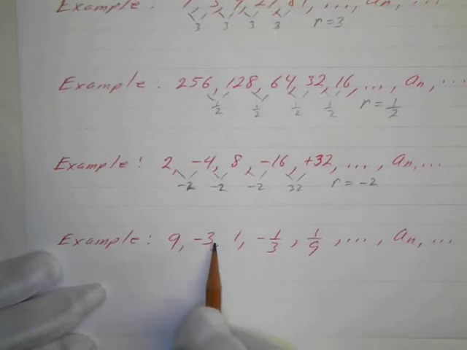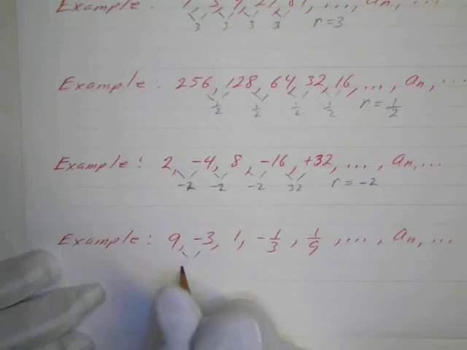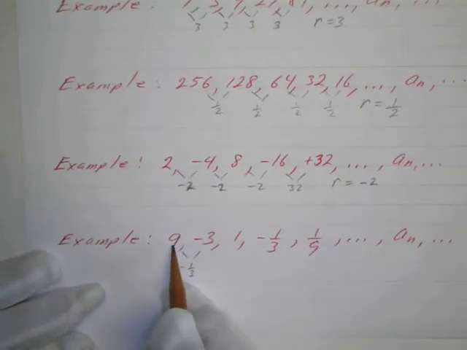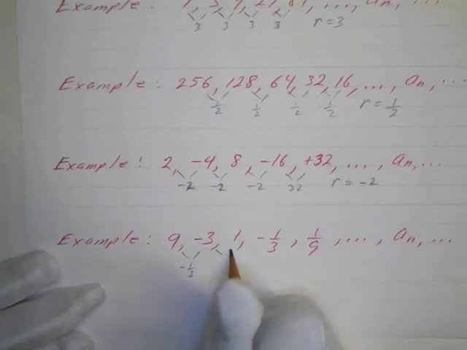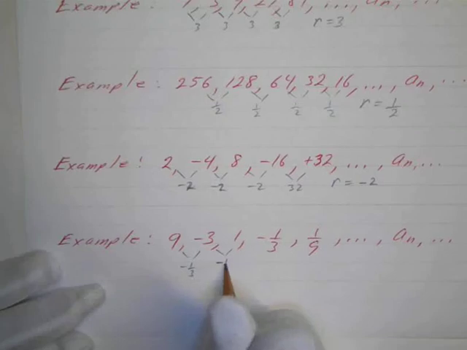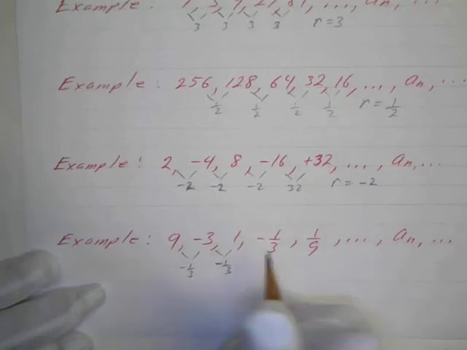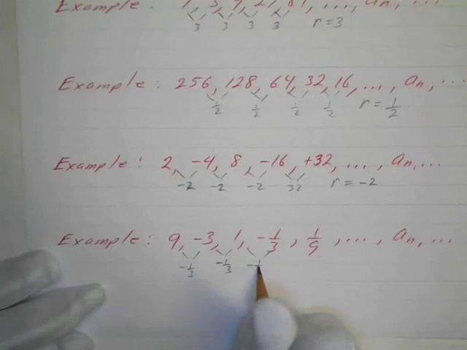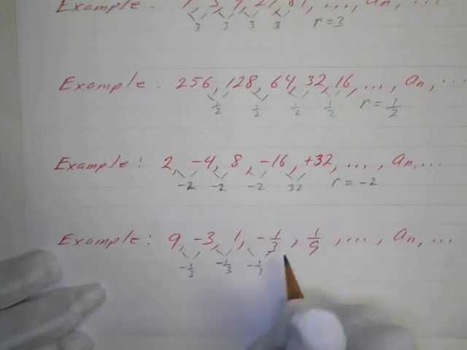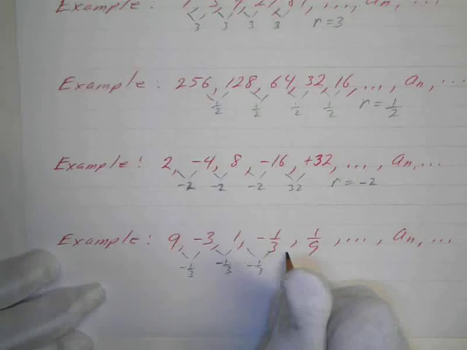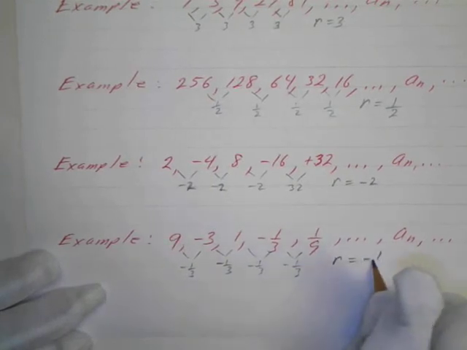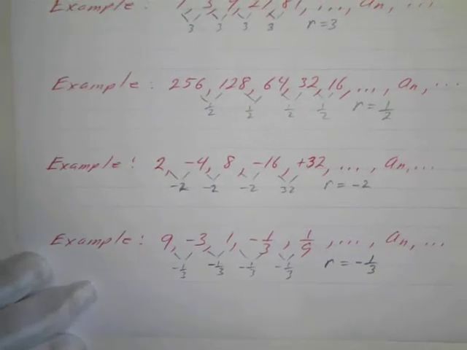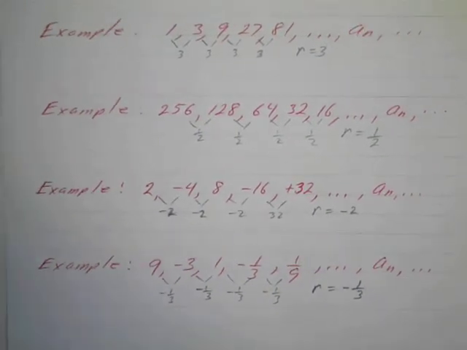I have to make 9 smaller, so I multiply by a fraction, so maybe 1/3 of 9, but it's going to change the sign, so let's say -1/3. Now -1/3 times 9 is -3. If I multiply -1/3 times -3, a negative times a negative is positive, and 1/3 of 3 is 1, so that's going to work. And then -1/3 times 1 is -1/3. And a negative times a negative is positive, and then 1/3 times 1/3 is 1/9, so that's going to work. So in this case, our R equals -1/3. So there's 4 real nice examples of geometric sequences.